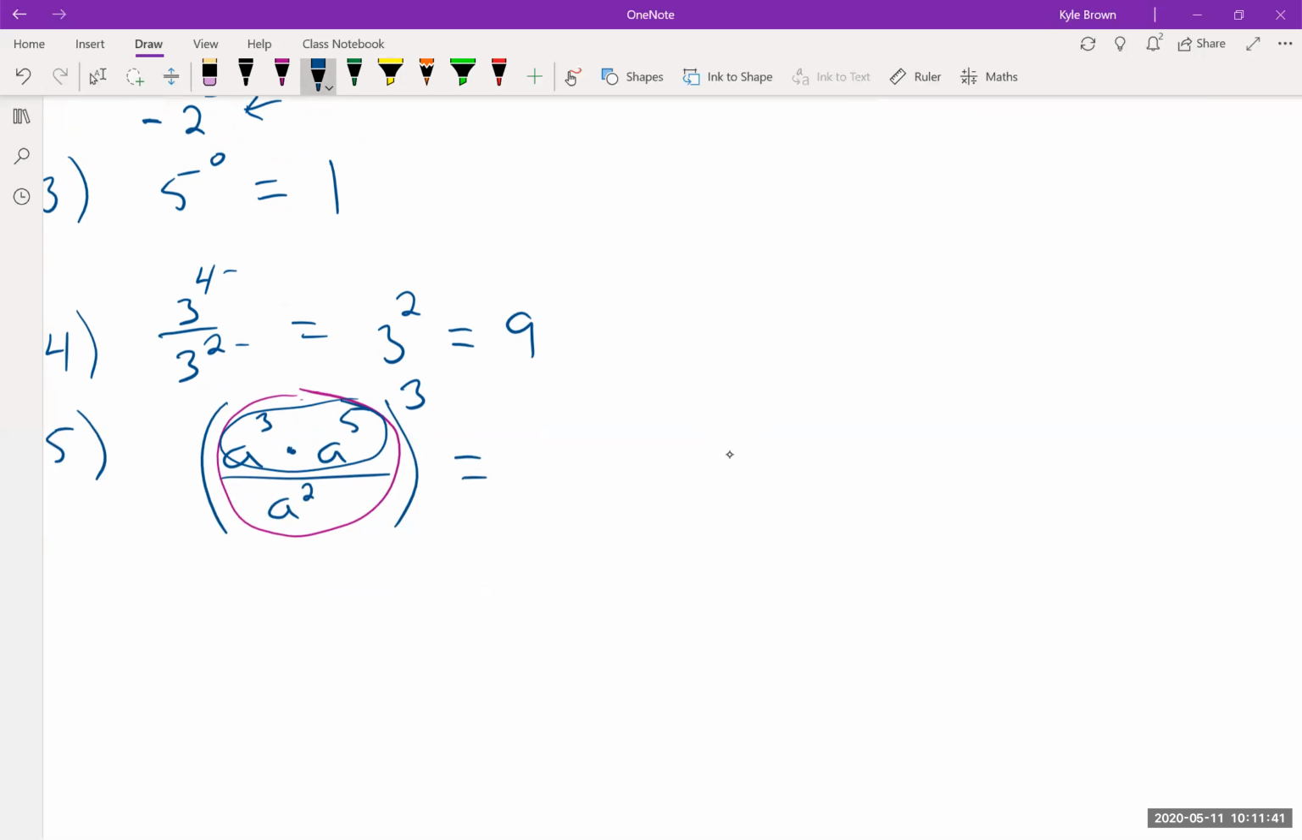So we've got a to the power of 3 times a to the power of 5. What do we do with those when we are multiplying? So we've got a to the power of, I was multiplying those, so I add the exponents, right?